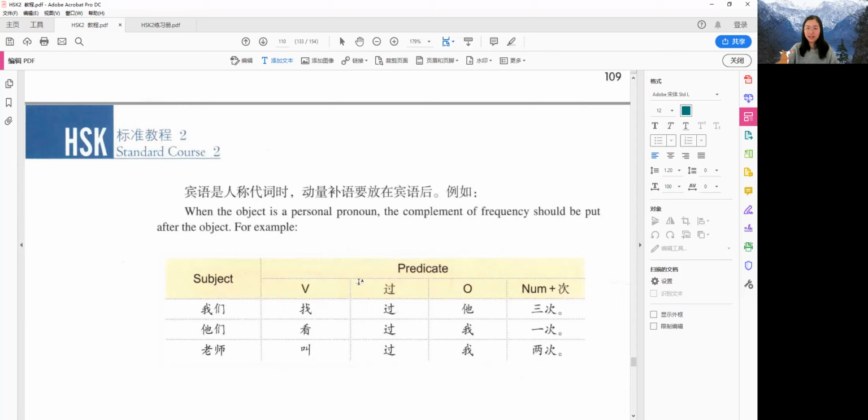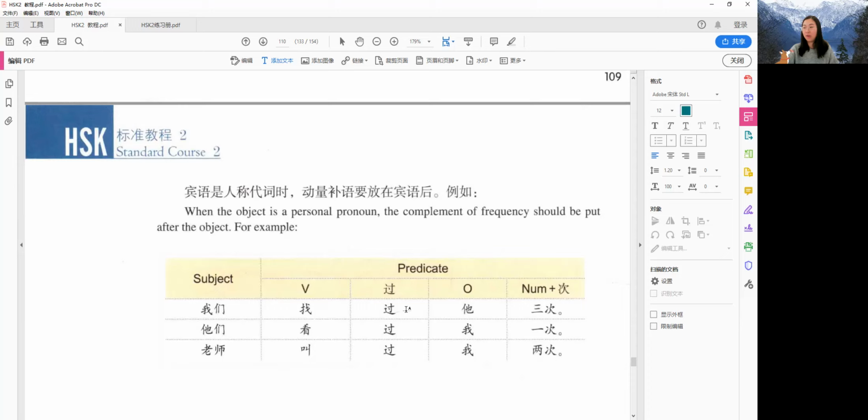It's so rare to hear people say something like this. So when we use those pronouns like 他们, just simply put the times at the end of the sentence. This is more frequently used, but it doesn't mean that if you put 三次 following the verb, it's wrong. It just sounds very strange if you say it like this. So just practice as the textbook said.